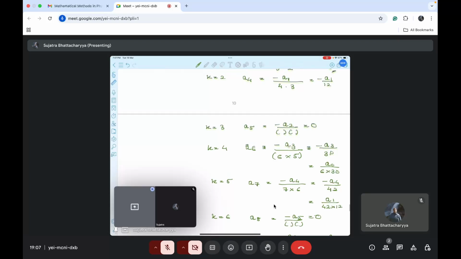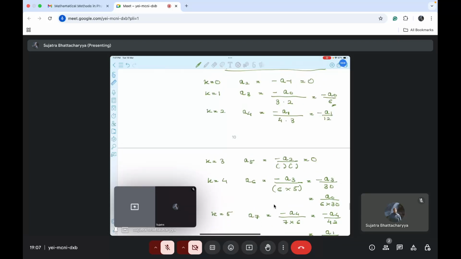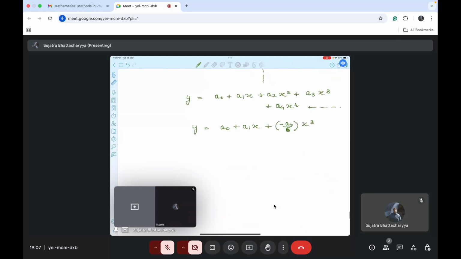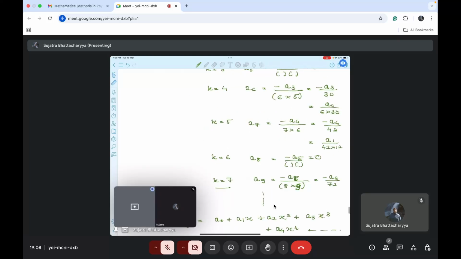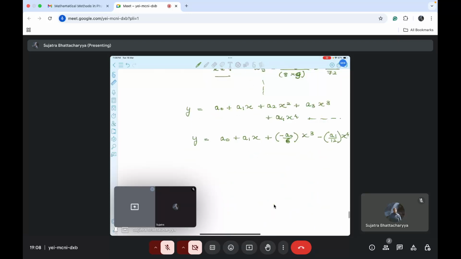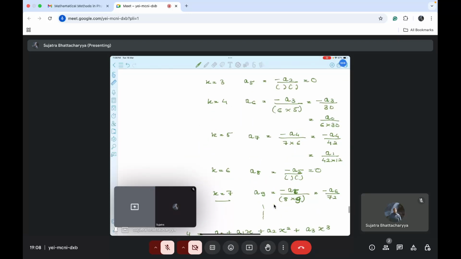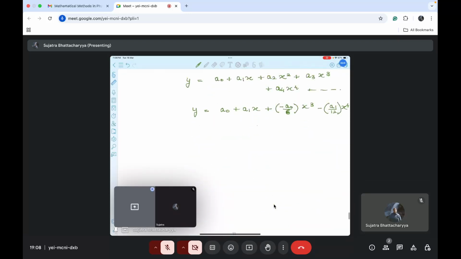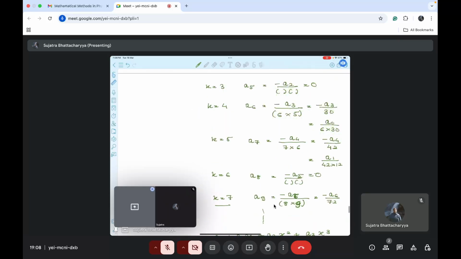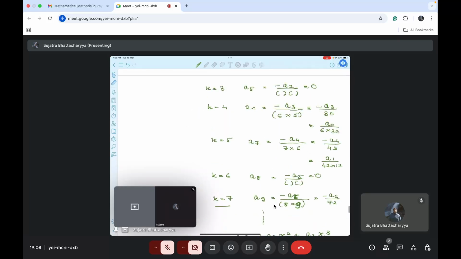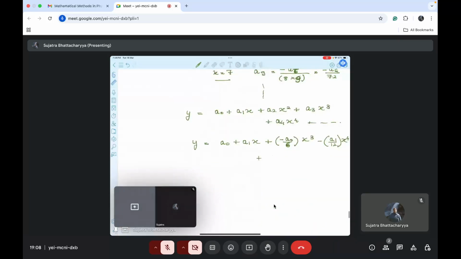Okay, next. A4 is minus A1 by 12 x4. What about A5? 0. What about A6? Minus A3 by 30. So A3 can be written A naught by 6 into 30. So plus A naught by 30 into 6, x to the power 6. And so on, let us say.